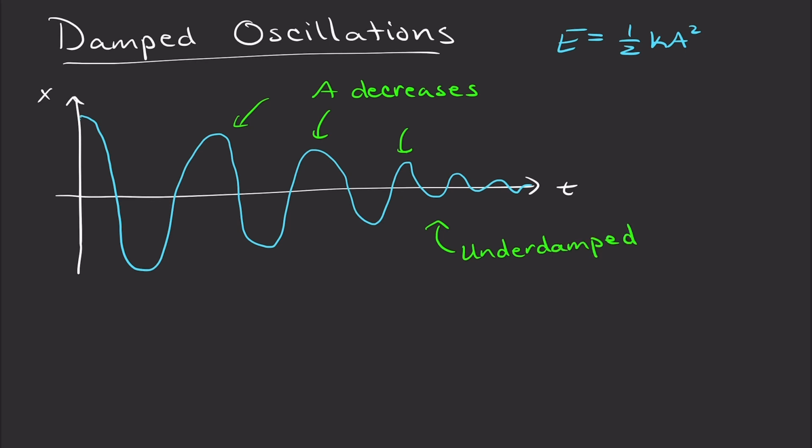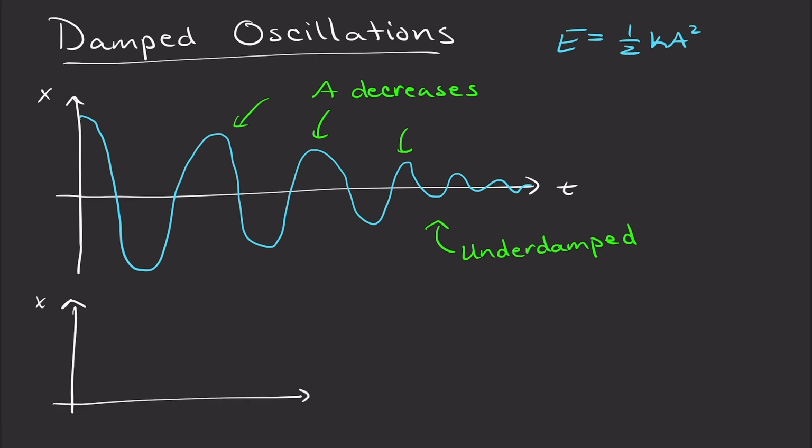Okay, so it's damped, which means the oscillations are going to decrease, the amplitude is going to decrease, but it's going to oscillate many times before it comes to a stop. So it's damped, but not very much. So there are other kinds of damping.